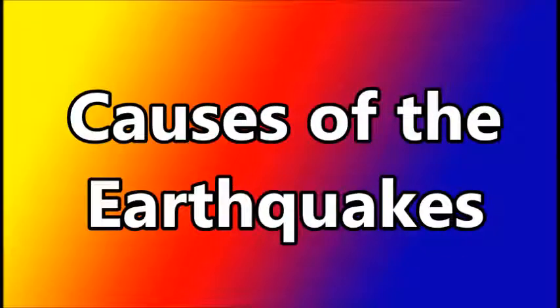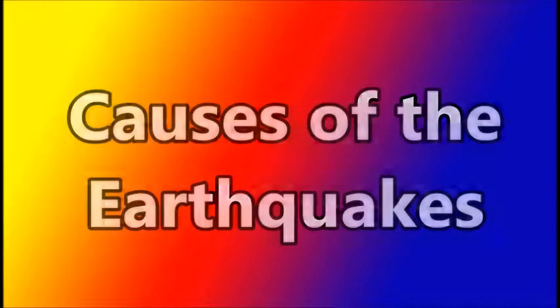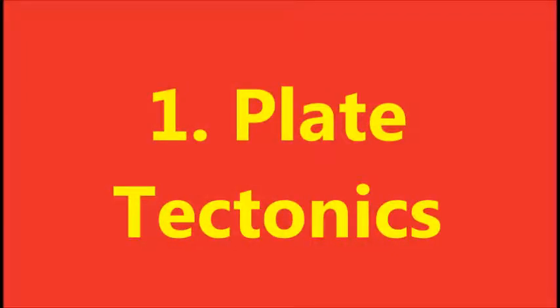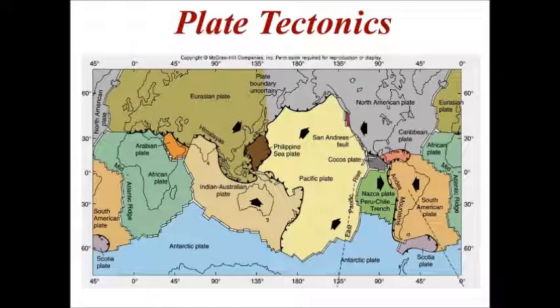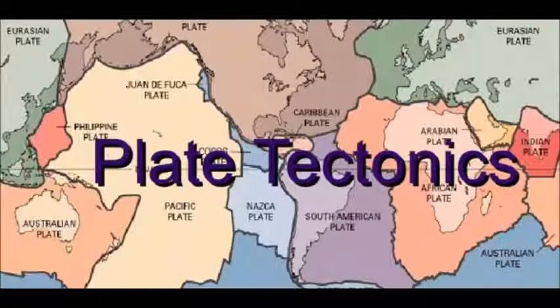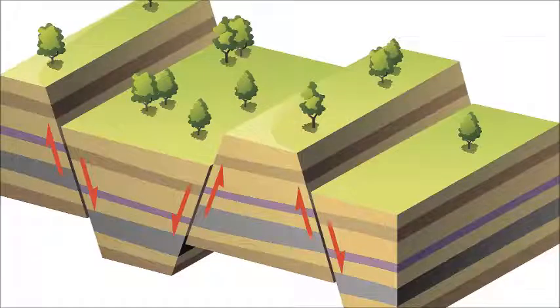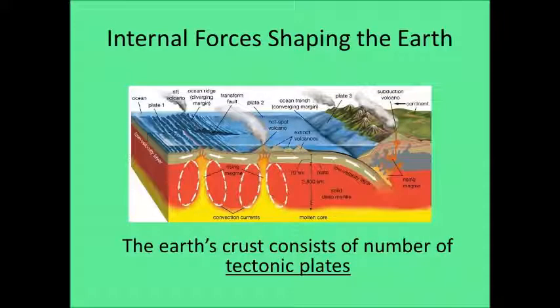Causes of the earthquake. Now, let us see the reasons for earthquakes. Plate tectonics. The earth crust consists of many major and minor plates. These plates are not stationary. These plates move very slowly due to the pressure and temperature of the earth. The plate boundaries are dynamic places and are the primary location of earthquake activity.